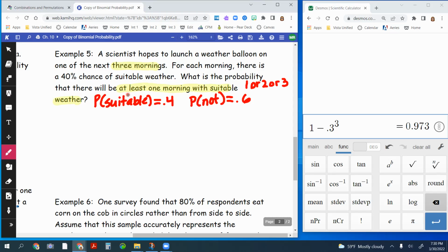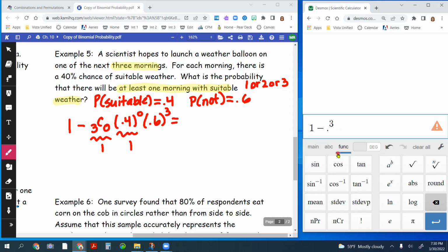So what's missing? 0. So instead of finding each of those and adding them together, I'm going to find the probability of 0. That's going to be 3 choose 0 times 0.4 to the 0 times 0.6 to the third. Again, this is going to be a fancy 1. So I am really going to work out 1 minus 0.6 to the third, which is going to be 0.784 or 78.4% chance.